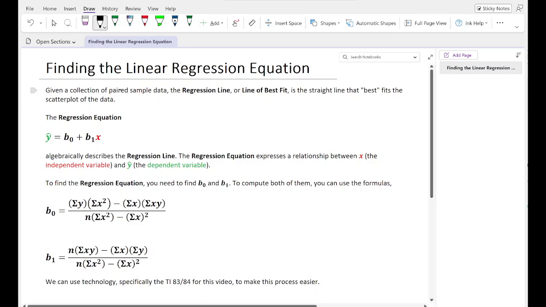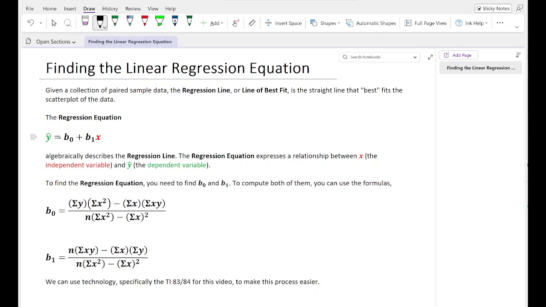Given a collection of paired sample data, the regression line, or the line of best fit, is a straight line that best, and use that in quotation marks, fits the scatter plot to the data. Best fit just means it's the line that fits the data given to you. It's not going to be a perfect fit, it's just what fits the best. The regression equation itself is given by this formula here.